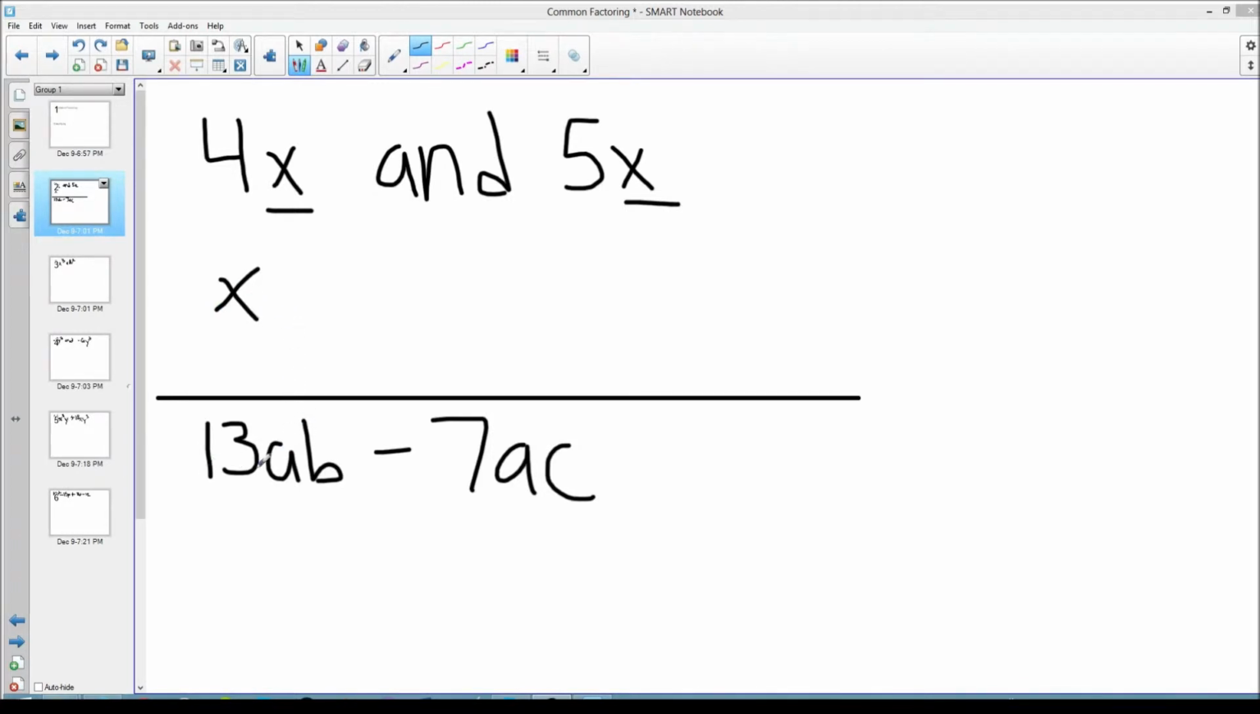Here we have 13ab minus 7ac. We can see that they both have an a, so we could take the a out and then close this with 13b minus 7c. And to check, if we multiply the a into 13b and negative 7c, we would get this back.